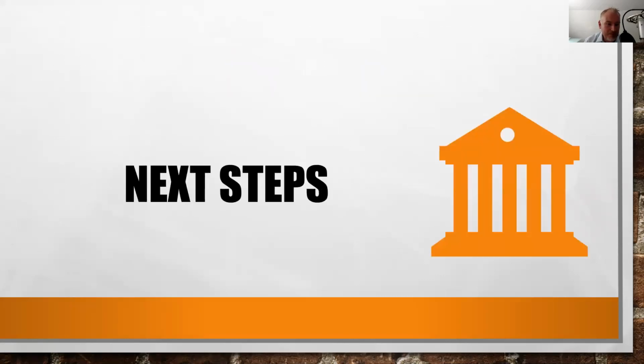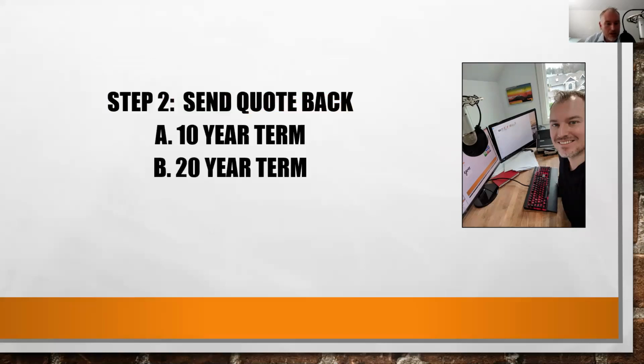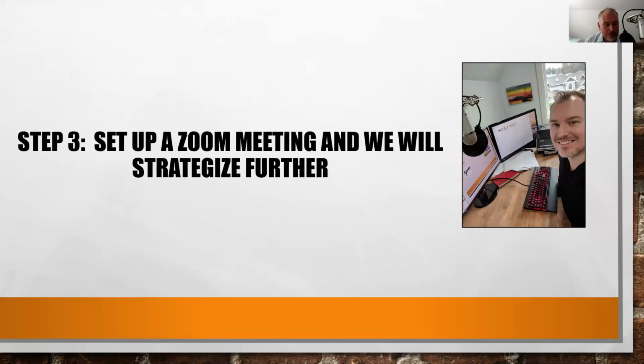So what are the next steps? Well, send me an email to robert@robertklein.ca for insurance numbers. What I would need is how much insurance are you thinking about? 10 times income plus debt is a good start. And then send me your date of birth. And then from there, I'll send you what the cheapest rates are for 10-year term contracts and 20-year term contracts. And then step 3, we'll do a Zoom meeting and we'll actually strategize further and figure out exactly what you should be getting.